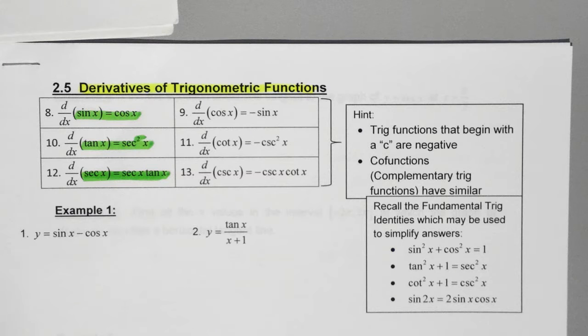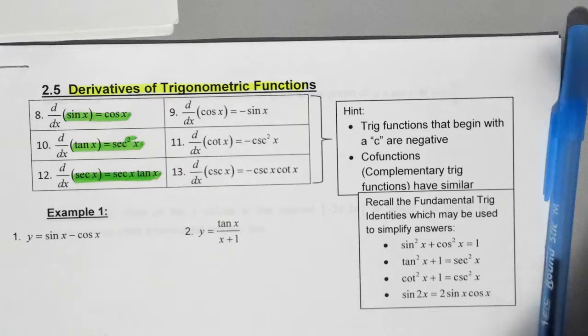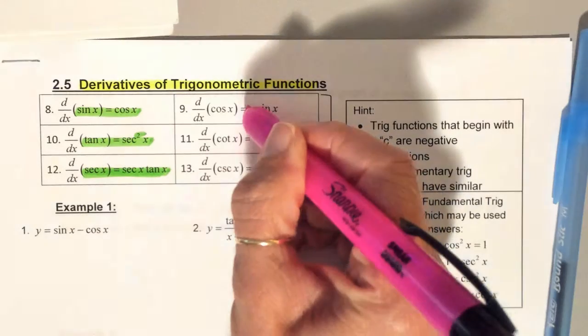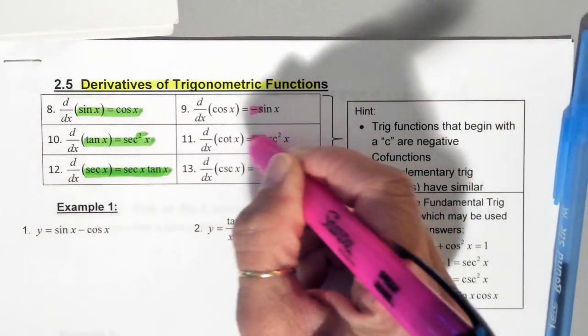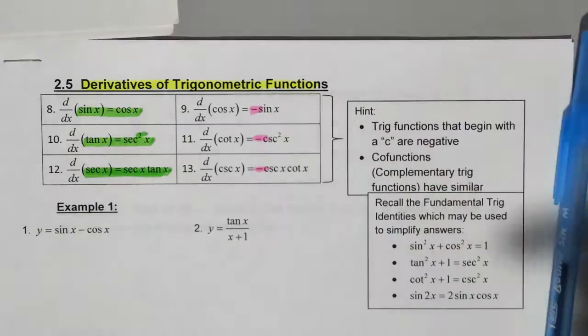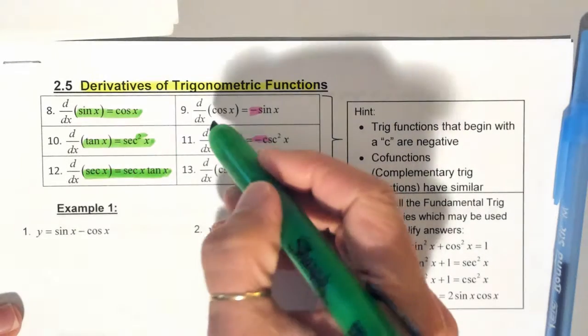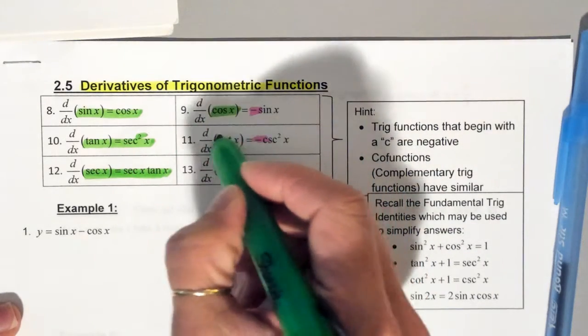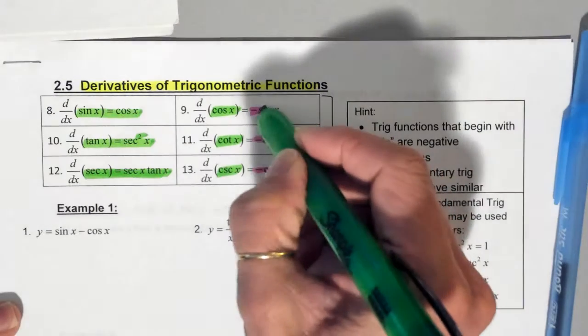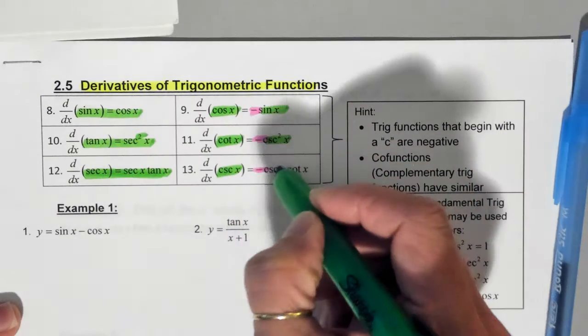Then you have a series of trig functions that all start with c. If you take a look at their derivatives, they all have one thing in common: their derivatives are all negative. So if you think about it like this, any function that you are taking the derivative of that starts with a c, its derivative will be negative.